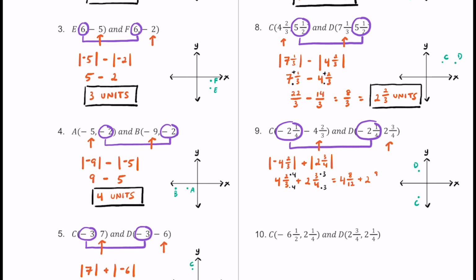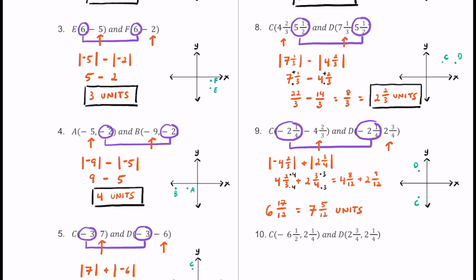2 9/12. Okay, now if we're adding the 4 and 2, the whole numbers, that should equal 6. And then if we add 8 and 9, that's going to be 17, so that should be 17/12. Now 6 and 17/12 is the same thing as 7 and 5/12. Okay, so that's going to be 7 5/12 units.